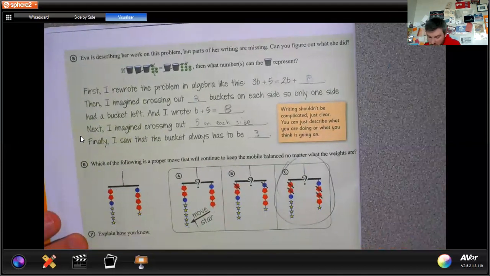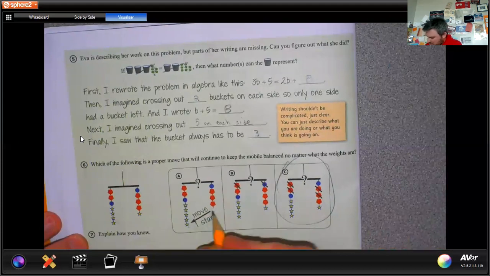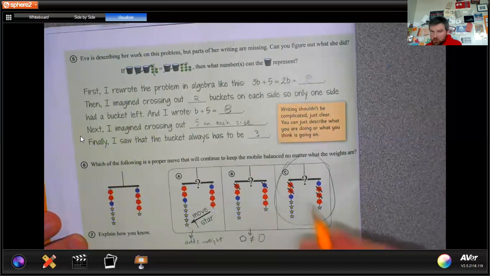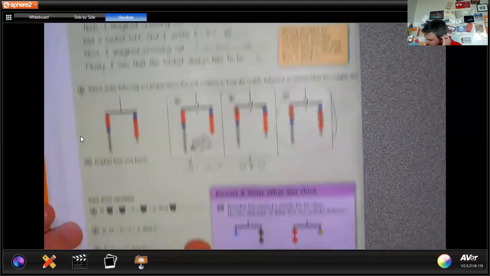Well, we kind of just said that moving a star changes the weight, so it adds weight. And we know here that a pentagon and a circle do not equal, so pentagon does not equal a circle. And it's this one because you are canceling things that definitely equal out.